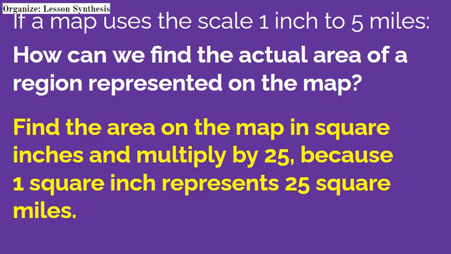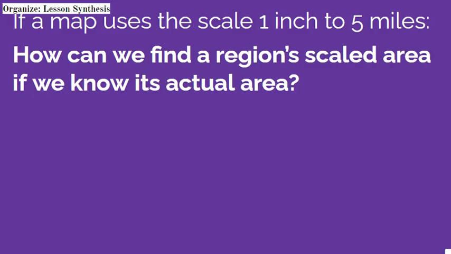And why is it 25? Because each of those inches that make up the sides are 5 times 5, because it's 5 miles for each of those inches. And so you get 25 square miles in each square inch of the map. How can we find the region's scaled area if we know the actual area? In other words, if we know the actual square miles of an area, how could we convert it using knowing that our scale is 1 inch to 5 miles?